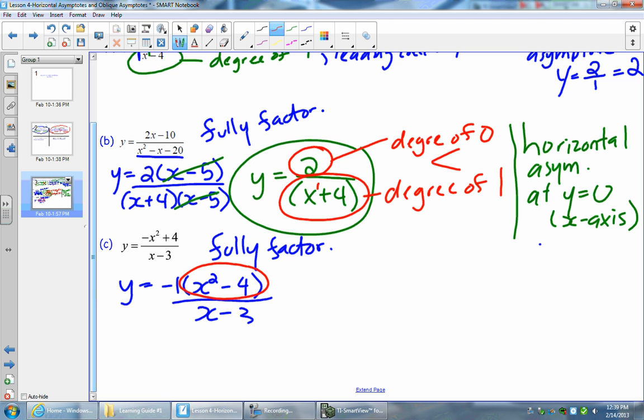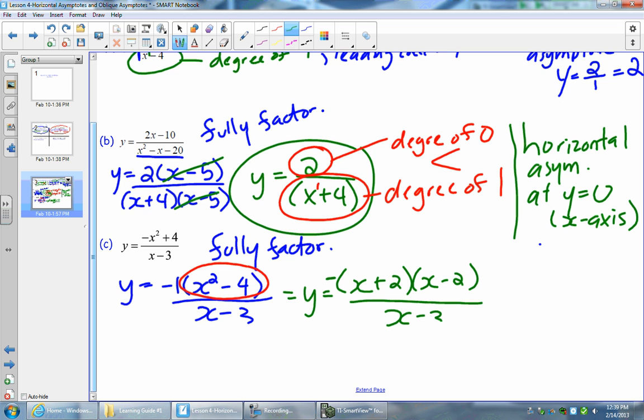So you could factor a difference of squares, and that's going to become y is equal to negative, oh, sorry, there's a negative there. So x plus 2 and x minus 2. And that's all going to be over x minus 3. So we fully factored it, but it looks like we don't have anything to cancel out here, so we're just going to leave it like that.